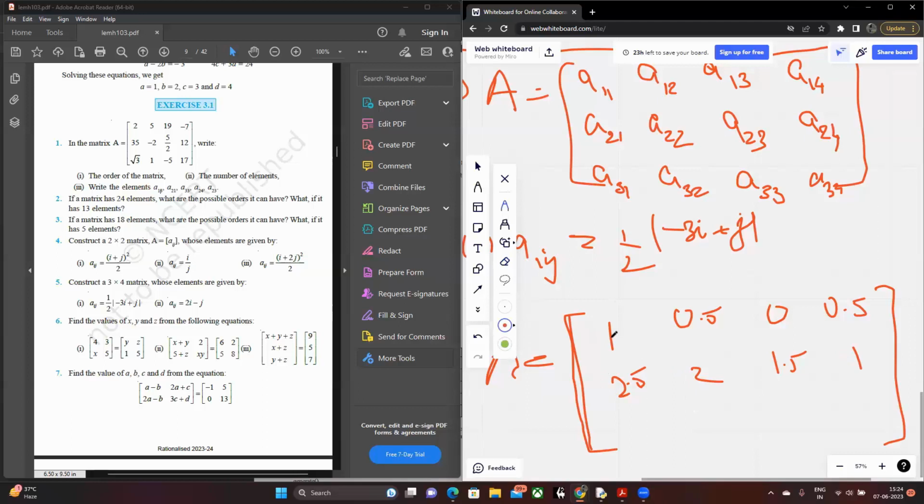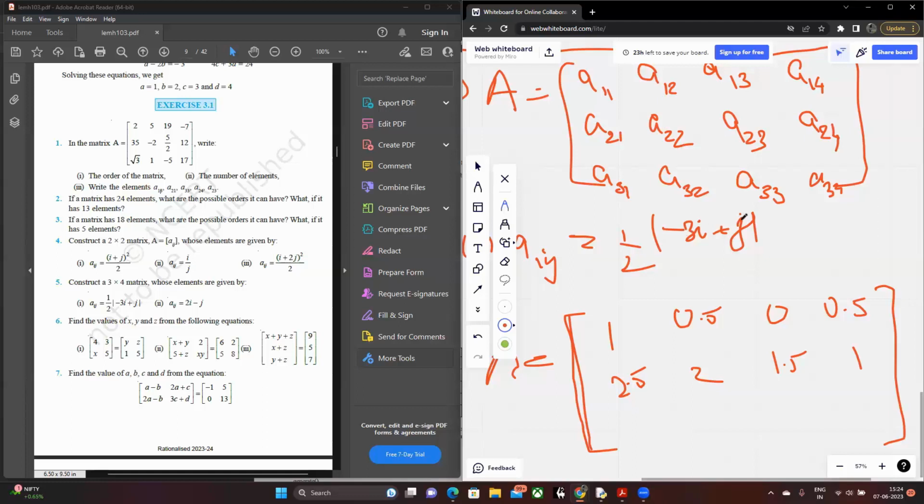So for this, A11, that is minus 3 plus 1, that's minus 2. But mod of minus 2 is plus 2, and plus 2 by 2 is 1. 1, 2 is basically minus 3 plus 2, that's minus 1. Because of the mod, it becomes 1, and you have 1 by 2. Here, this becomes 0, and here this is plus 1. Plus 1 by 2 is plus 0.5, right? Over here, again, we have minus 6 plus 1, that's minus 5. A mod makes it plus 5, and 5 by 2 becomes 2.5.